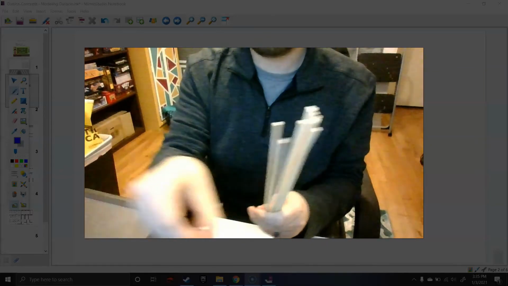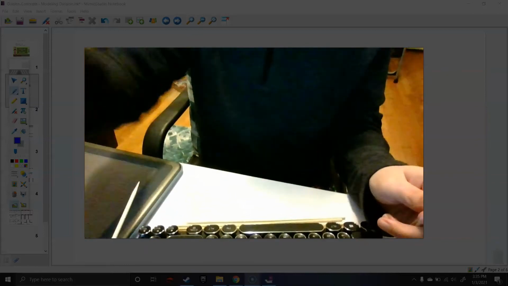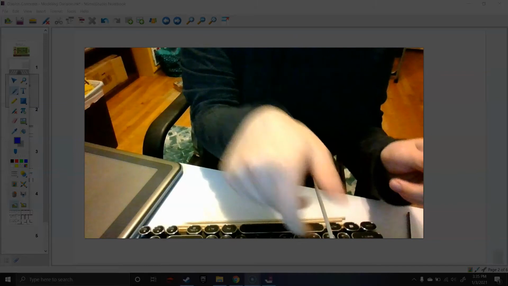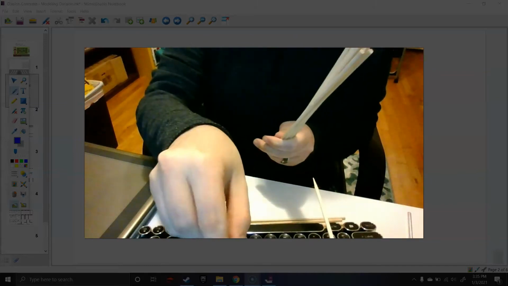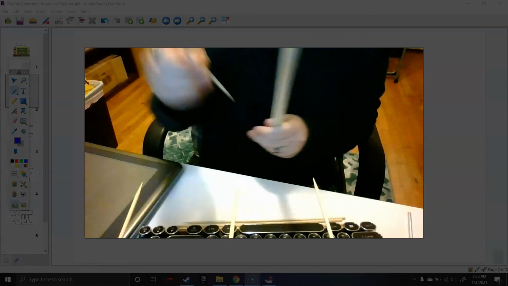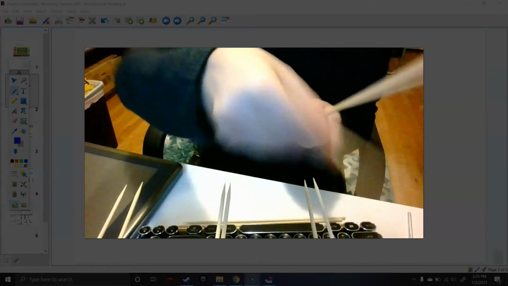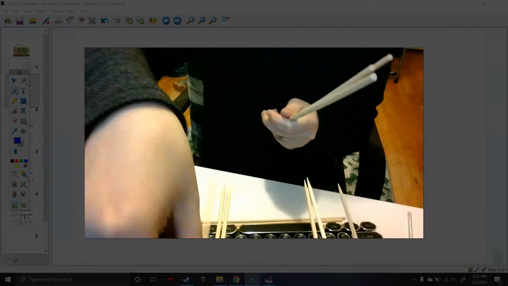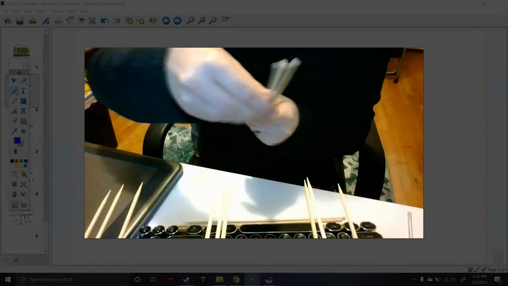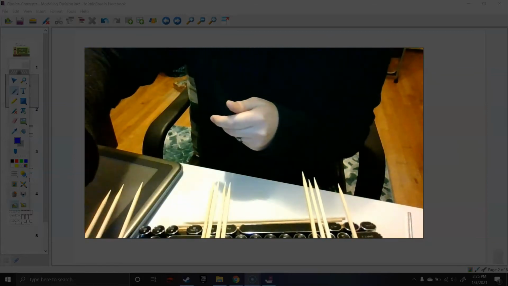So first group, okay, 1. Second group. Third group. See how I'm just keeping them all in their own little groups. 1, second, third, first, second, third.